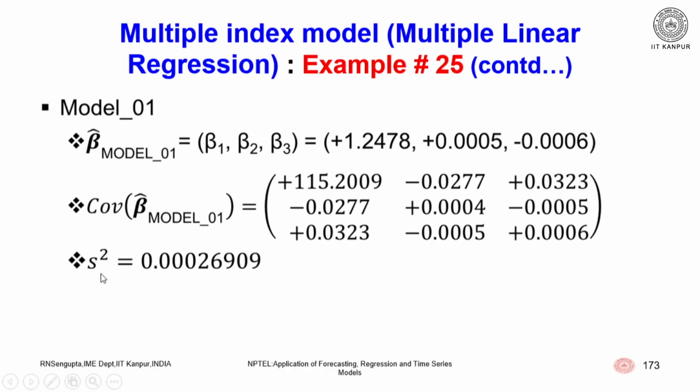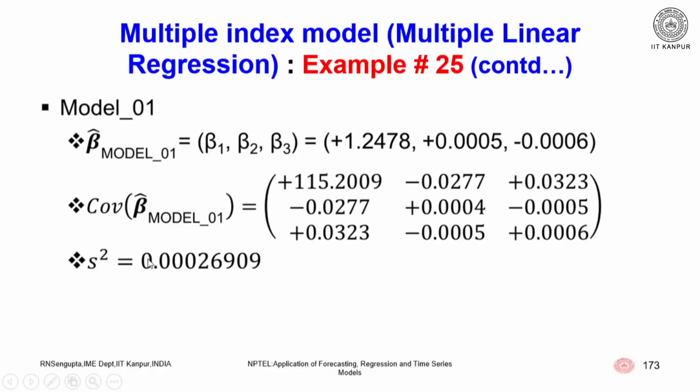And when I use the formula for s square, remember n is 99, k is 3. So, in the denominator it is n minus k, which is 99 minus 3. Based on that formula, when I find s square, it comes out to be 0.000026909. So, with this, you have all the information required to proceed with the calculation.